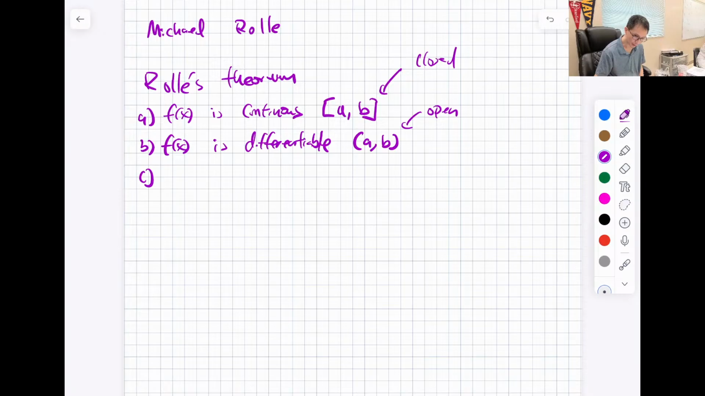C. This one is actually interesting. I put it in a different color because the second mathematician after Rolle, his name is Lagrange. Lagrange says this one is no longer needed. So in short, Michel Rolle came up with the theorem, and Lagrange kind of modified it. He actually got rid of the third condition. But we'll talk about that on Monday.